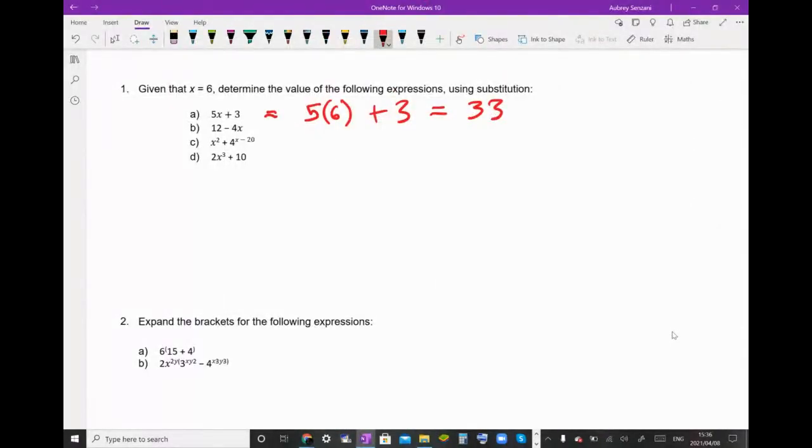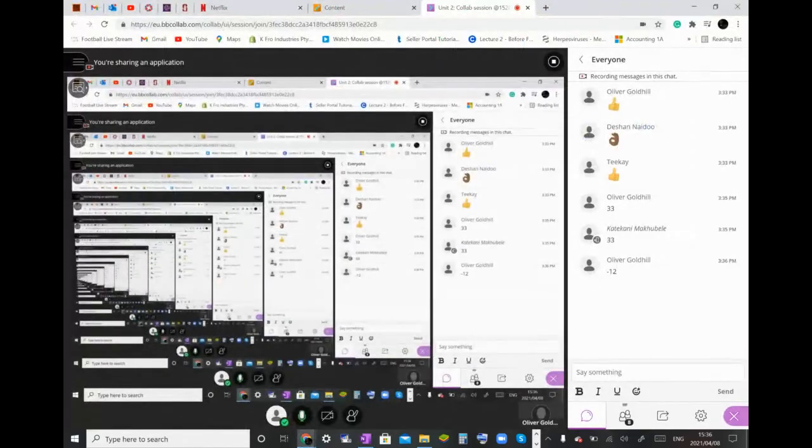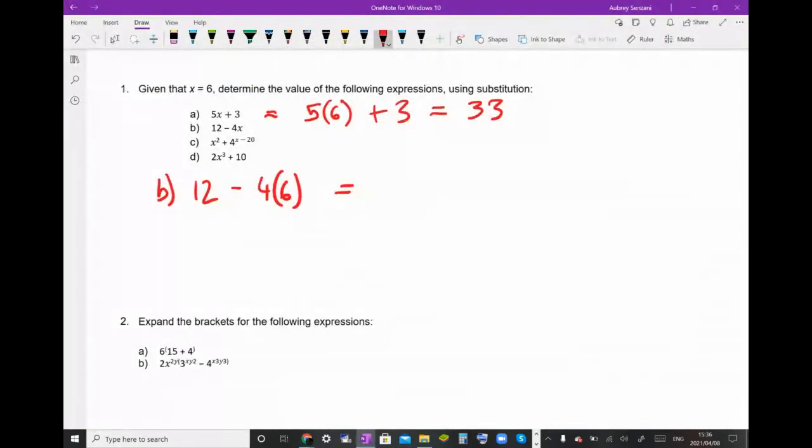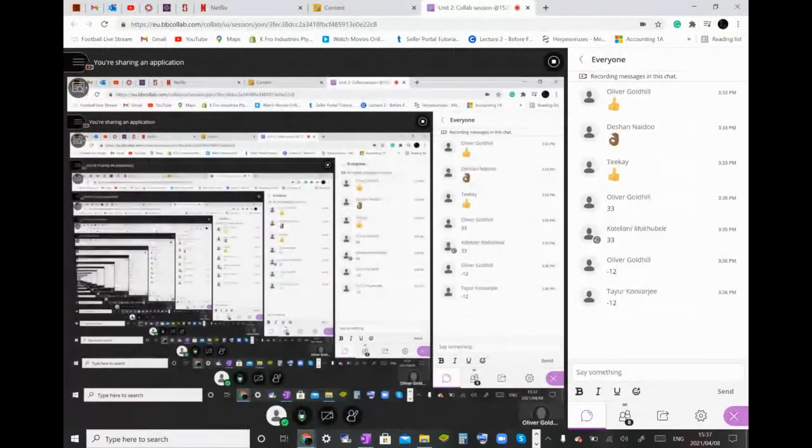Okay, B, we have 12 minus 4 times 6. What do we get? So 4 times 6, we get 24. Yes, so 100% right. That becomes then a negative 12. Negative 12. Thank you, Oliver. Thank you, Teo.